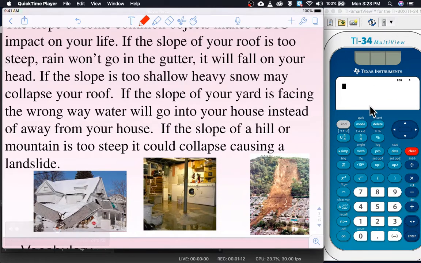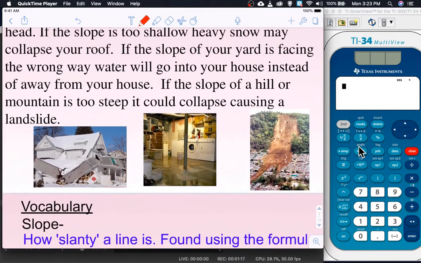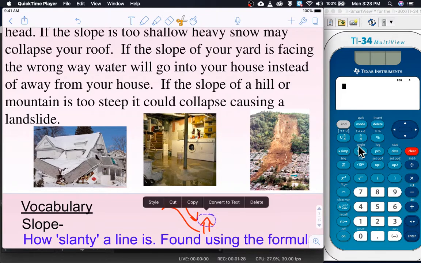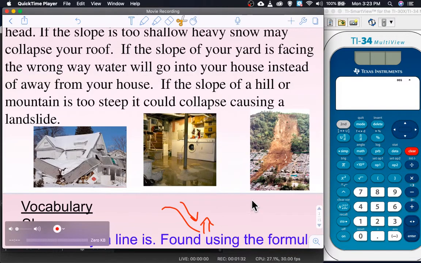If the slope of your yard is facing the wrong way, instead of water going away from your house, like you'd want your house to be at the top of a hill, because then the water flows this way. But if your house is at the bottom of a hill, guess where the water's going to go? It's going to go right into your house. It's going to flood your basement. If a mountainside or a hill is too steep, it can cause landslides.